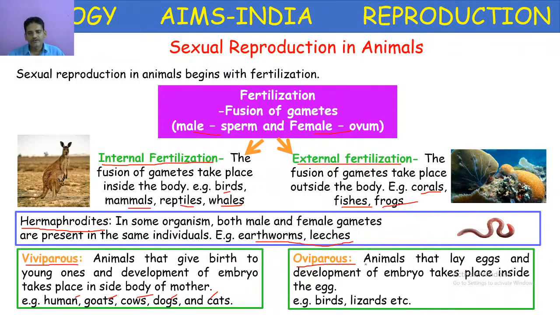And some organisms are oviparous, most of the invertebrates like insects. The animals that lay eggs, where development of the embryo takes place inside the egg, are called oviparous. Examples: birds, lizards. These birds lay the eggs and sit on them and incubate. That process is called incubation, where the development takes place. Development is either internal or external. Internal means the development takes place inside the body of the female organism.